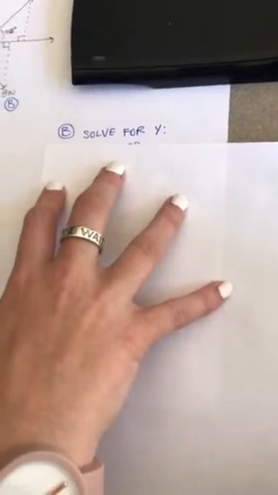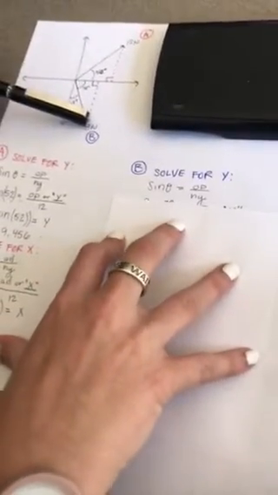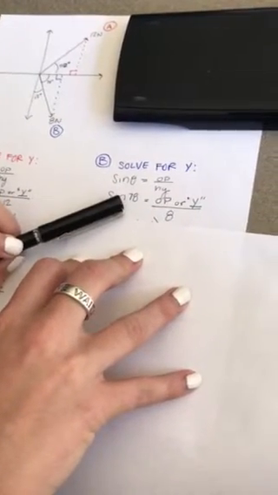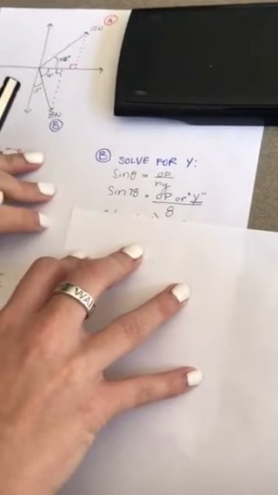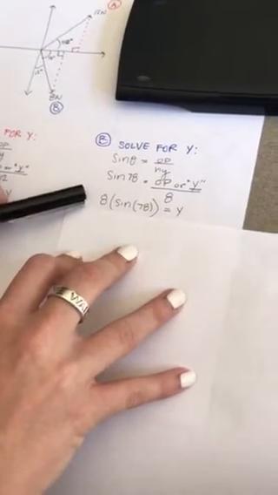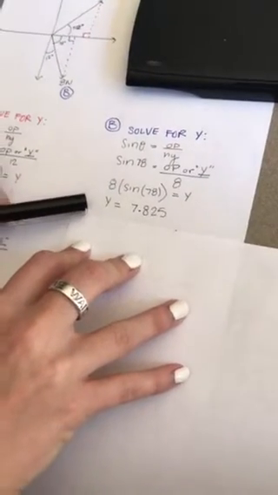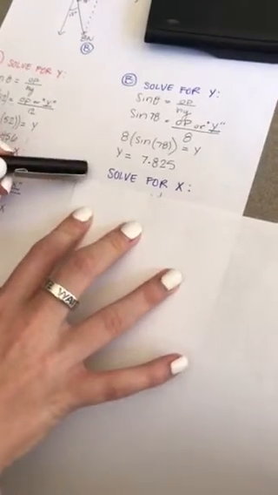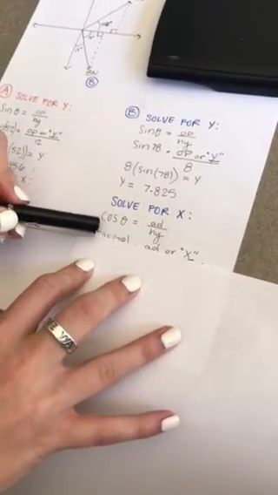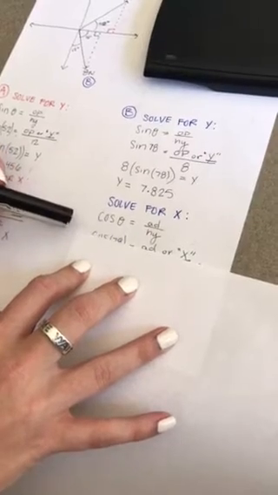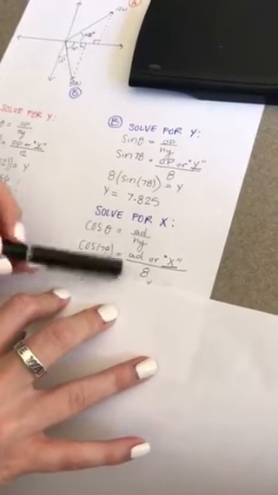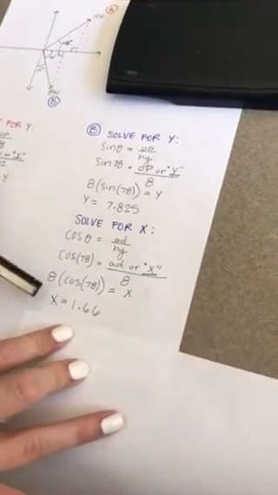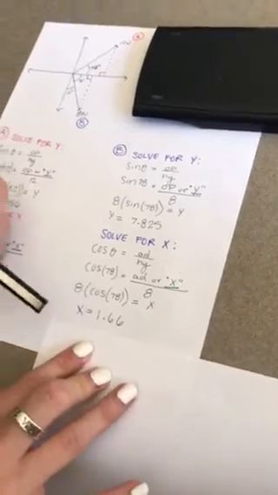In B, when you're solving for your y value, it's sine theta, opposite over hypotenuse. Plug in the 78 degrees and your 8 newtons, because that's the value of this vector. Simplify with algebra, and you get your y value of 7.825. You're going to do the same thing for x, except it's cosine theta, adjacent over hypotenuse. Plug in your angle and your value, use algebra to simplify, and you get x equals 1.66.